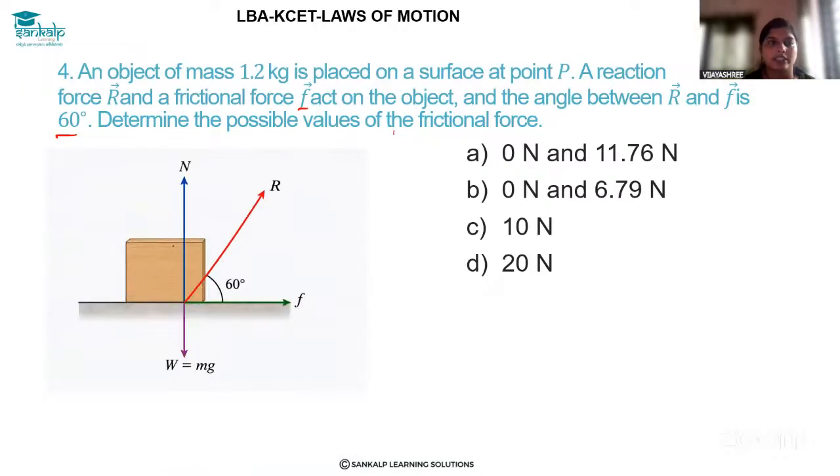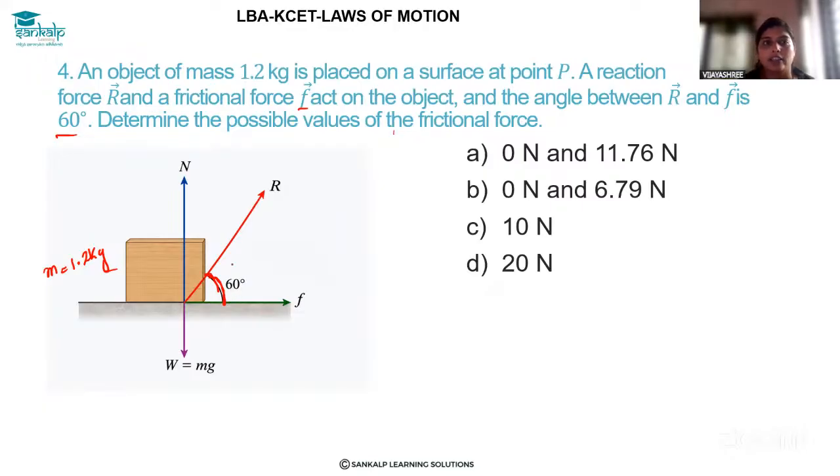So here you can see the image. This is the object of mass m equal to 1.2 kg placed on the surface at a point P. A reaction force R and frictional force F act on the object. The angle between R and F is 60 degree. Frictional force always acts horizontally.